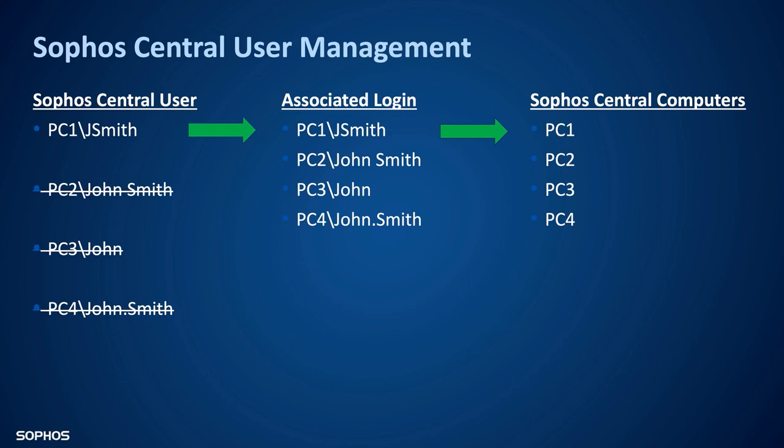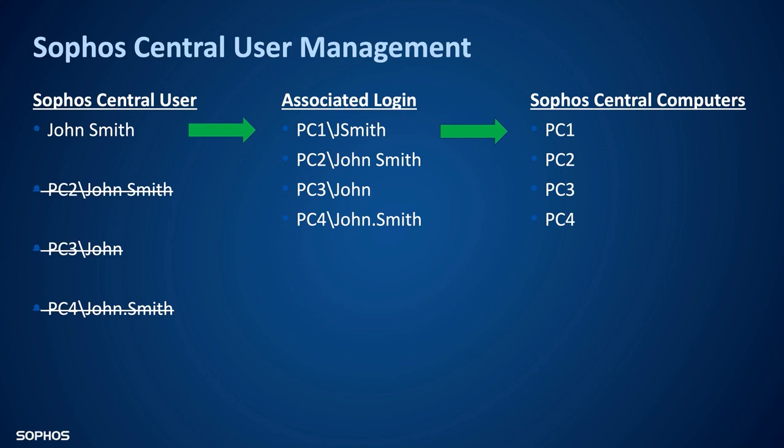Now, from here, we can actually clean this user up a little bit. So we can see we have the associated logons, which is great. On the far left side, we can delete those other accounts that no longer have any associated users with them. And then the PC/J Smith account, we can actually rename to John Smith. That way it is a friendly name in Sophos Central.